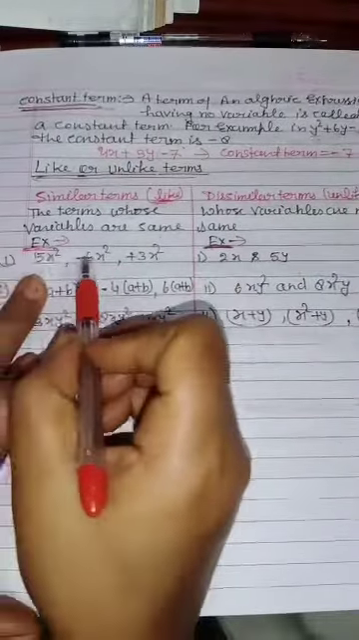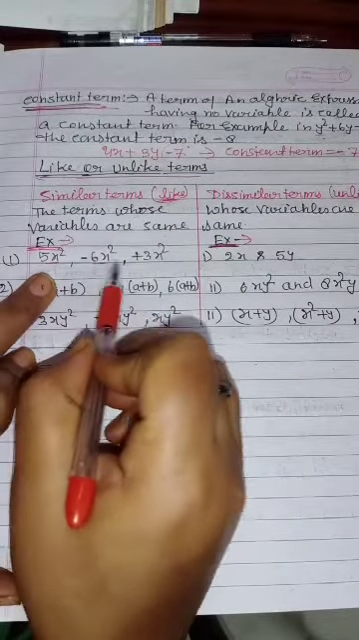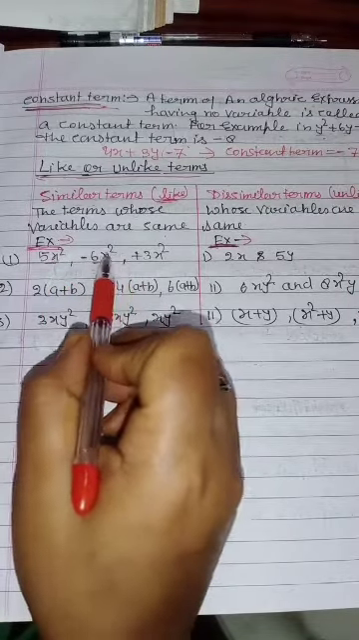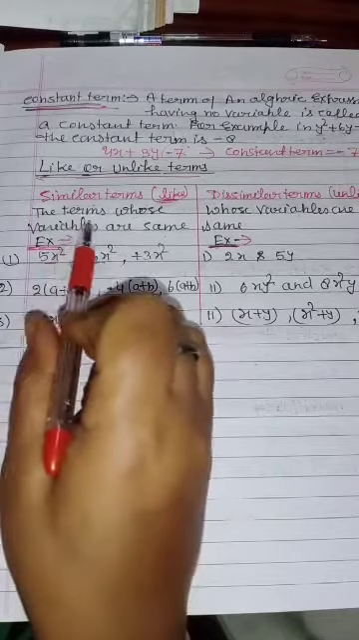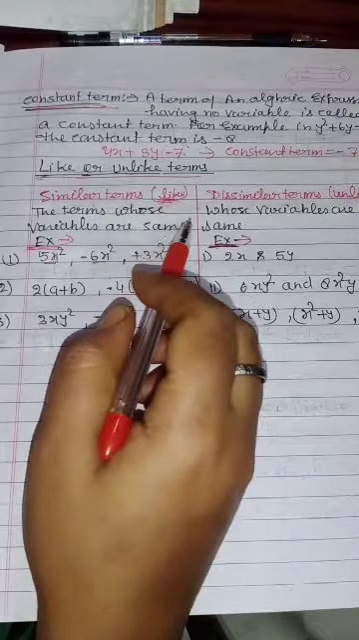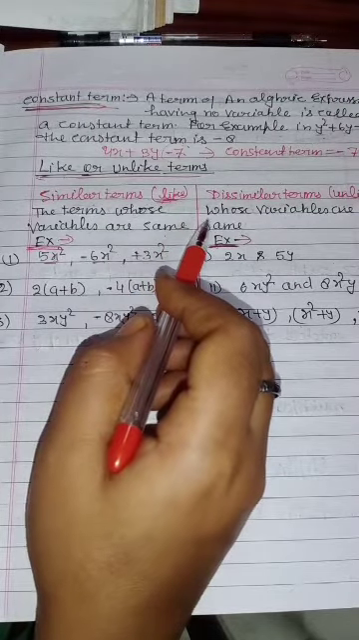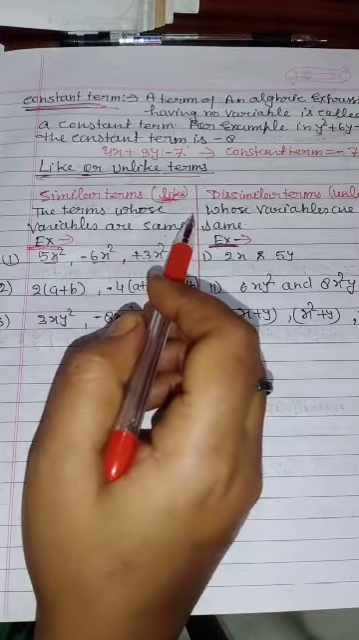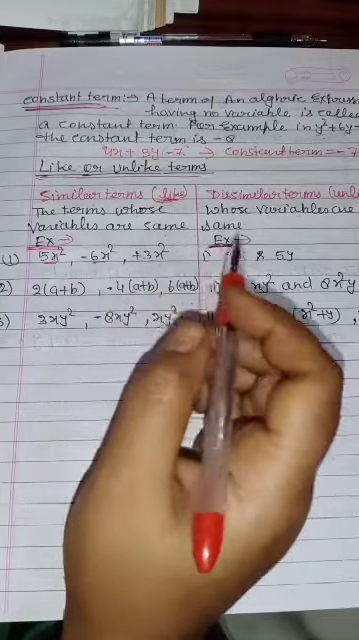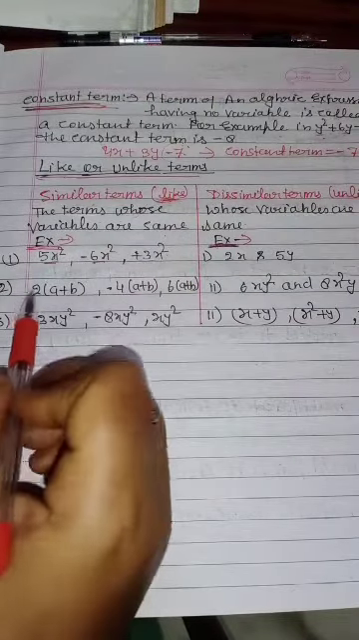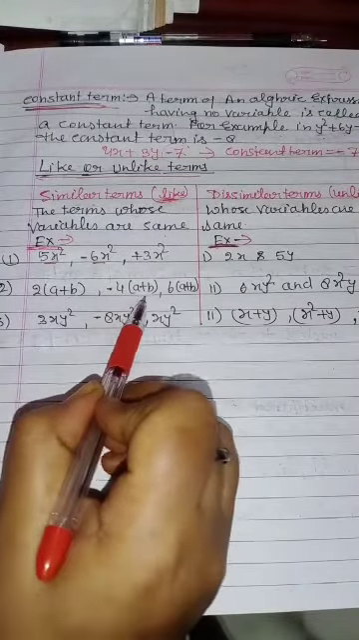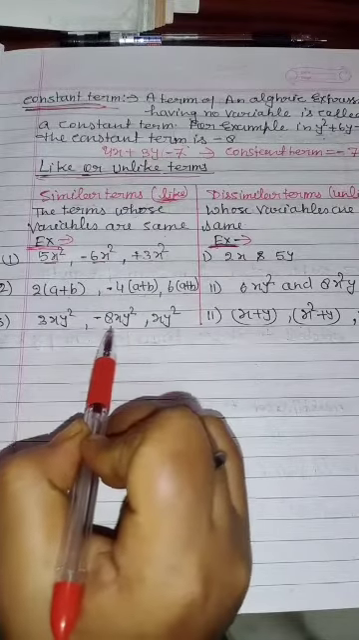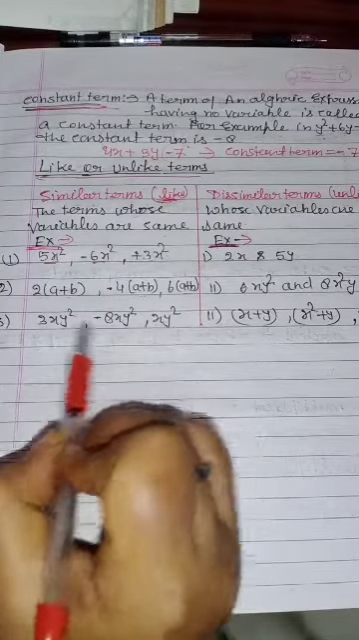See the first example I have taken: 5x square minus 6x square plus 3x square. You can see that all have the same variables, and the power should also be the same. Then they are known as like terms. Like terms we can add or subtract. When we collect like terms, at that time we do addition or subtraction. First step will be to collect the like terms. See again, 2a plus b, minus 4a plus b, 6a plus b. All these are like terms. 3xy square minus 8xy square, or xy square, all these are like terms.